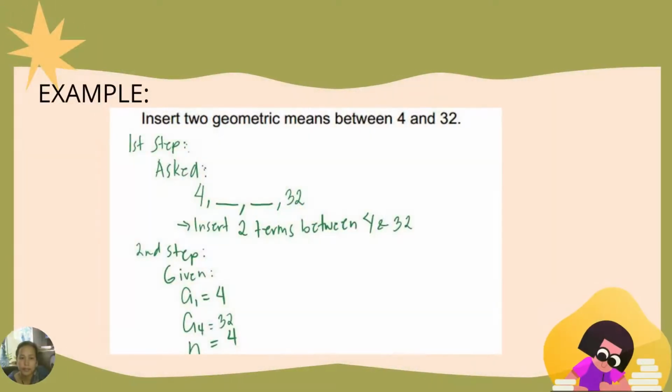And then you are going to identify what the given facts are here. The given facts here are 4, which is our first term, and 32 as our fourth term. And n is 4, since we have 4 terms: 1, 2, 3, and 4. Okay.